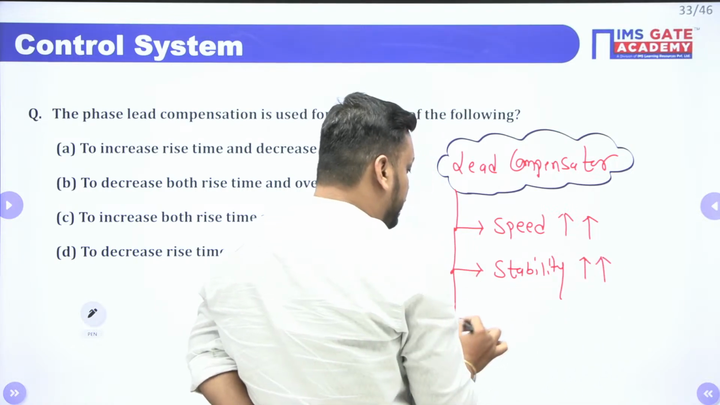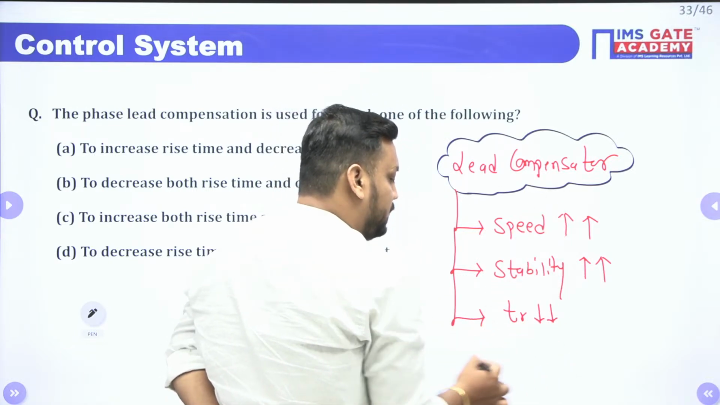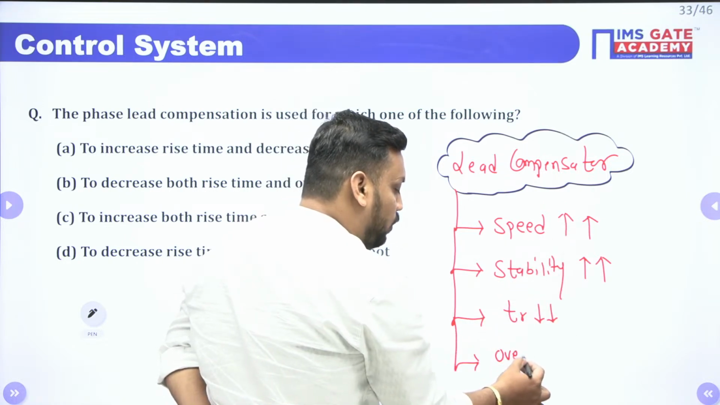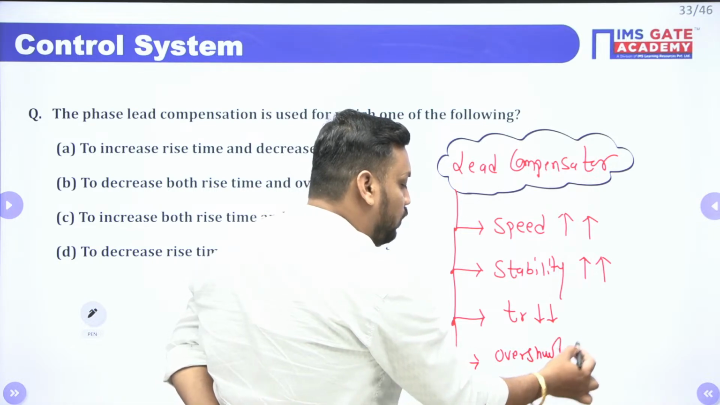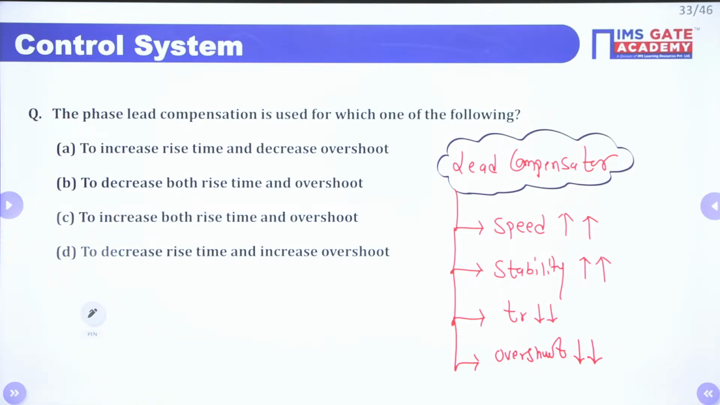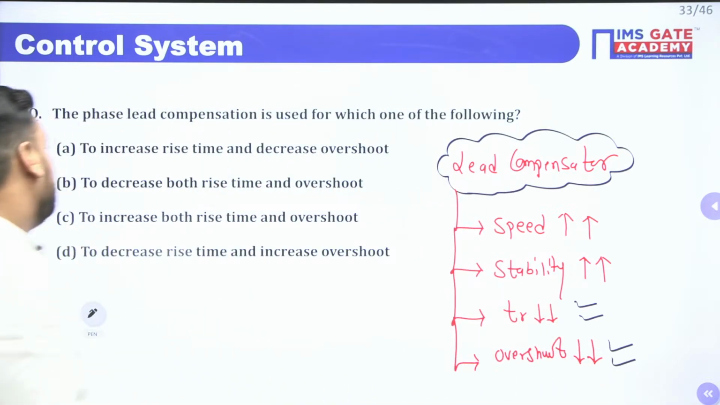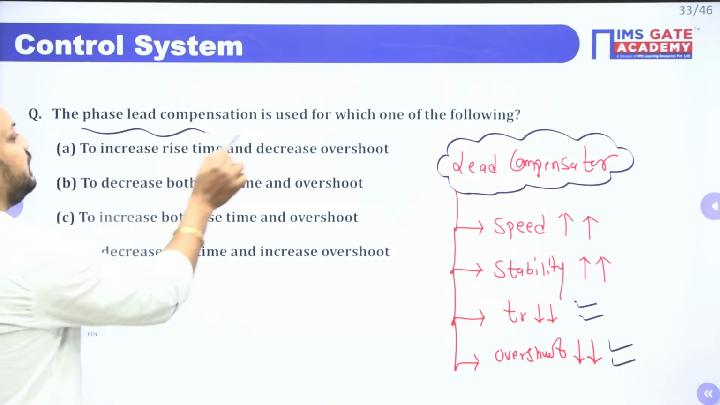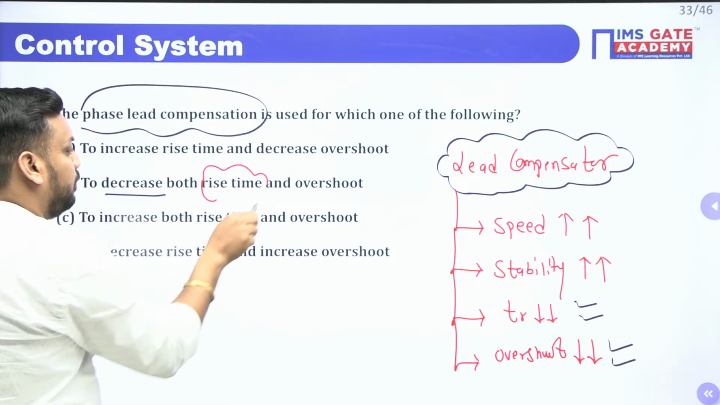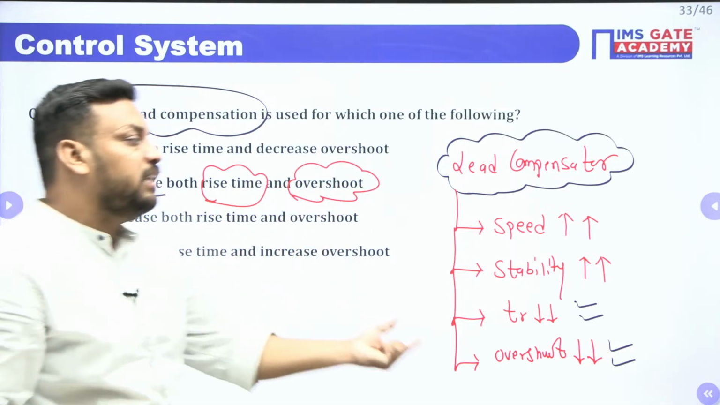And if the speed is increasing, then definitely the rise time is decreasing. And if stability is increasing, it means overshoot, maximum peak overshoot, and oscillations are also decreasing. So in this question, the examiner is asking for rise time. Rise time decreases, and overshoot also decreases. Correct answer for this question: the lead compensator is used to decrease rise time as well as overshoot.